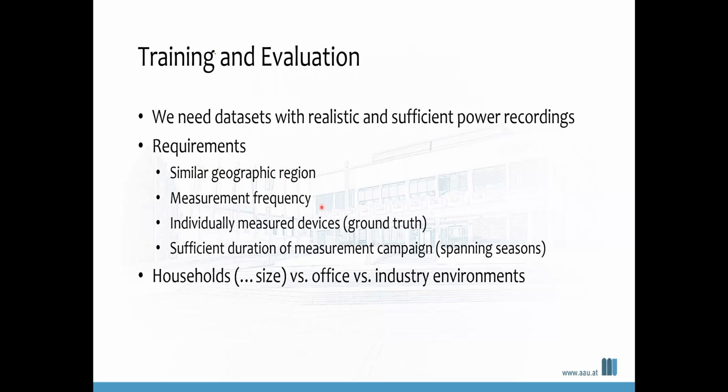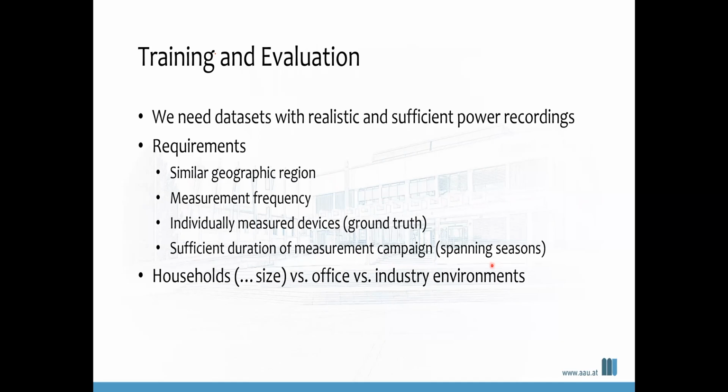Also, the measurement frequency of your data set should be at least as high as the measurement frequency that you're going to use on your system. You need these individually measured devices, and you also need a sufficient duration of measurement campaign. So it would be good if you would span at least all 4 seasons, and if it's more than that, even better.